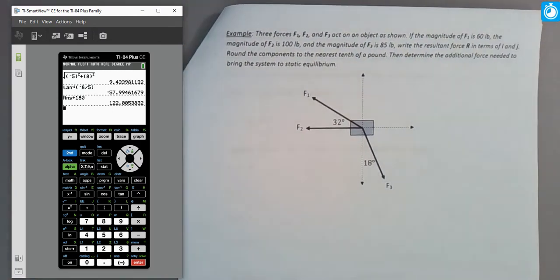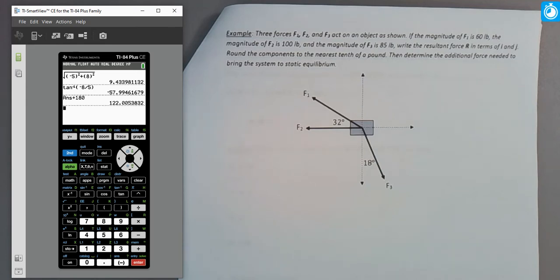Okay, so three forces, F1, F2, and F3, are acting on an object. So it looks like it's a box. Notice it's on the diagram in standard position, and that's just for convenience. If the magnitude of F1 is 60 pounds, the magnitude of F2 is 100 pounds, and the magnitude of F3 is 85 pounds, we want to write the resultant force R in terms of i and j. In other words, what's the overall net force acting on this object if all of these forces are competing with one another? And we want to round each of the individual components to the nearest tenth of a pound.